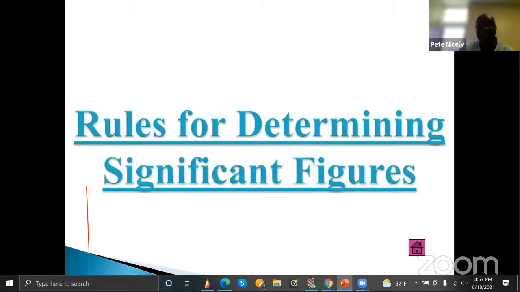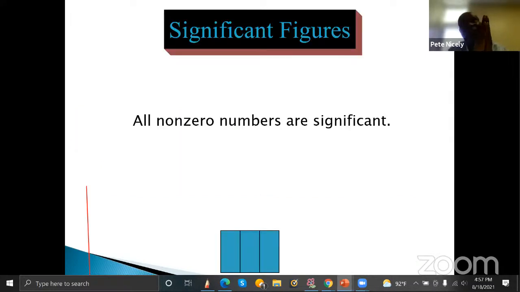Okay, so let's talk about the rules for determining the number of significant figures. So what we're talking about here is, let's say you're given a number which represents a measured value. How can you tell the number of significant digits being represented in that number? Okay, so I'm going to go through a series of rules with some examples so as to show you how to do this. The first rule is the simplest rule.